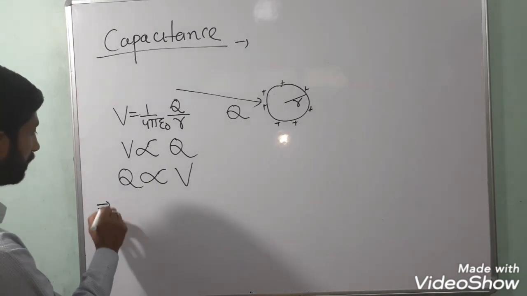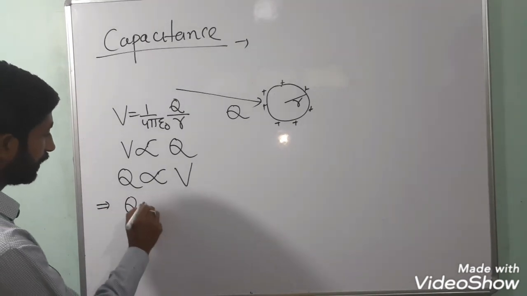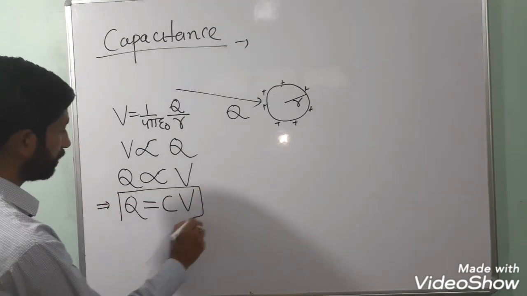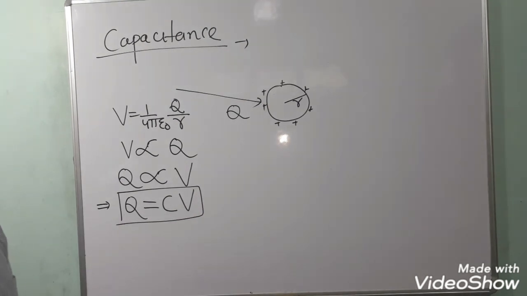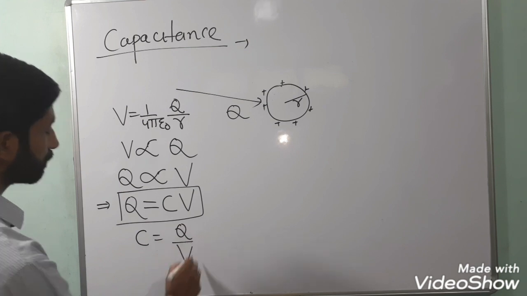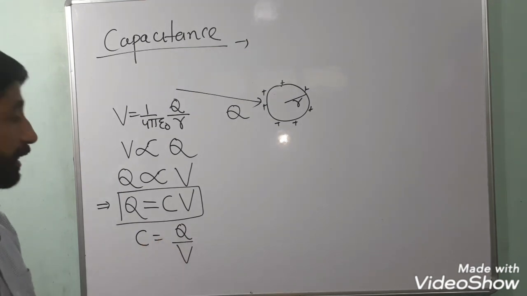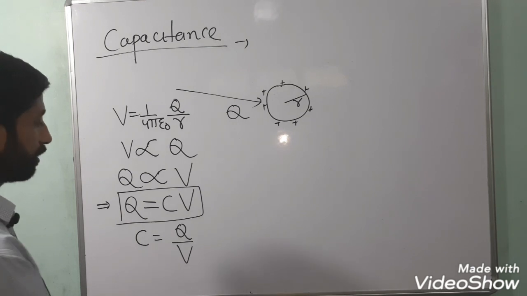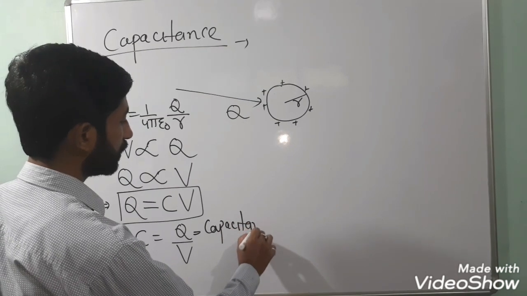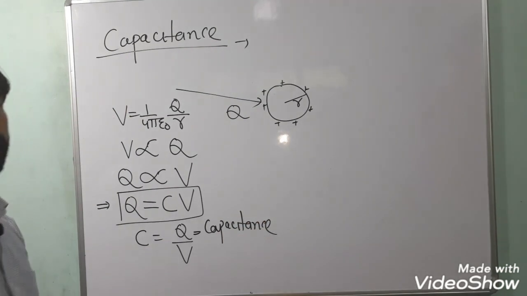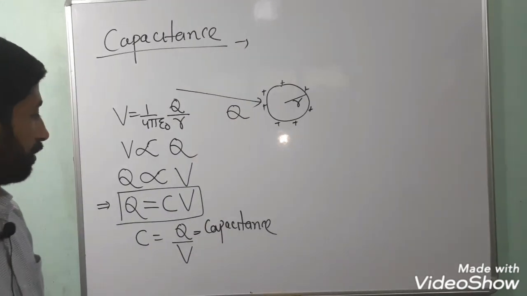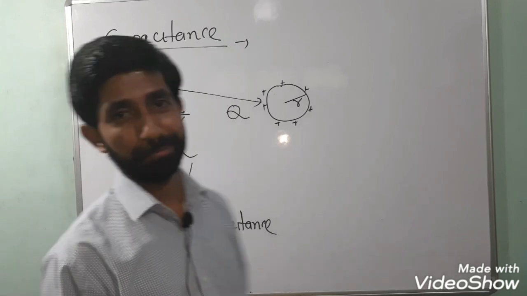So this can be further written as Q equals C into V, where C is a constant of proportionality, and this C is numerically equal to the charge on the system over its potential. This is called the capacitance. This C equals Q over V is known as the capacitance of that particular conductor. So this is the mathematics so far.